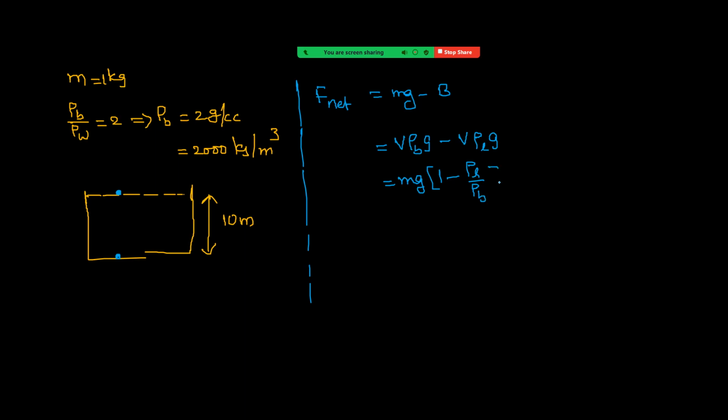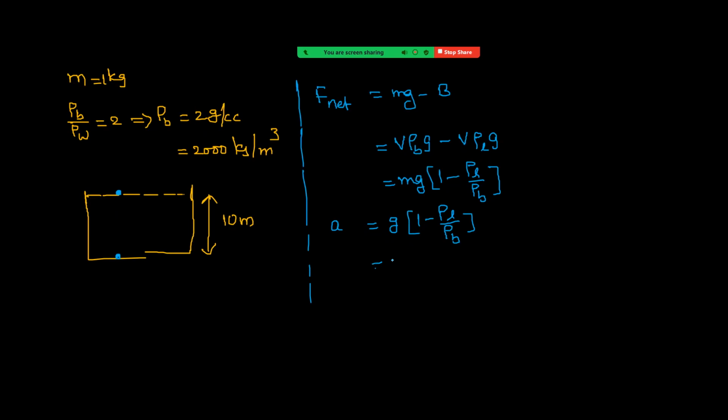See carefully. We have taken rho, density of body, and g outside. So V and g, V and g cancel. Remaining is now rho L upon rho B, right? Now see what is acceleration. Acceleration is equal to net force by mass. So g into 1 minus rho L upon rho B. Now in this case, the density of the body is more than that of water. So this value is less than 1. That means a value is positive. That means the body moves down with acceleration, or it moves down with increasing speed, right?